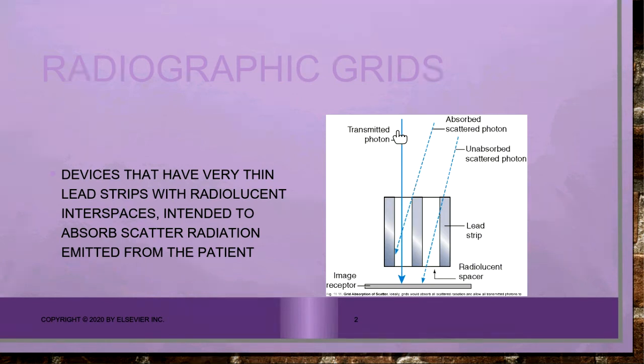In theory, the transmitted photons would come right down and make it through the radiolucent inner space. But if a transmitted photon happened to come down right into the radiopaque strip, it would be absorbed, and the grid has no idea of the difference between a transmitted or a scattered photon. Whatever passes in its path, it will absorb. So in theory, the transmitted photons strike the IR, and the scattered photons from Compton scatter created in the patient would be absorbed.